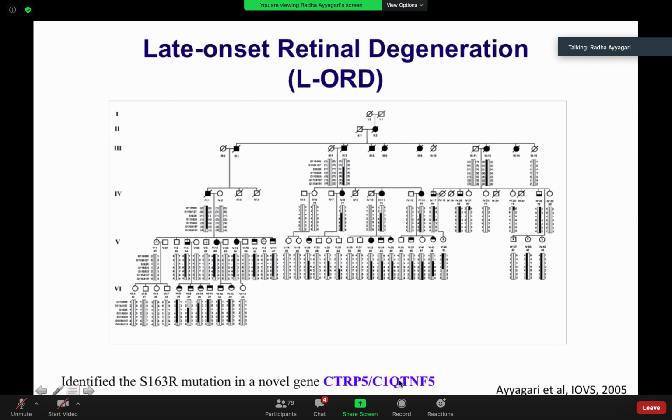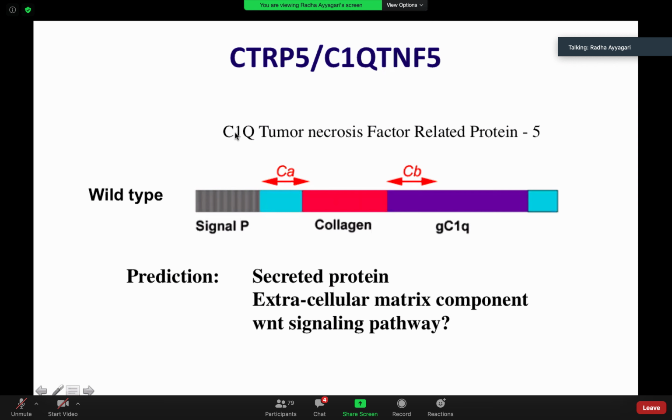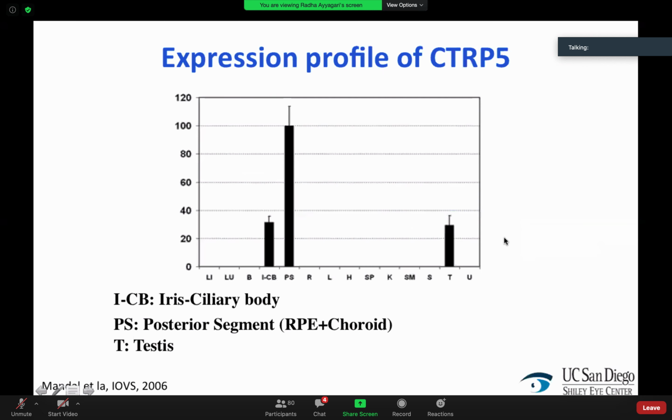gene CTRP5, or C1q TNF5, segregating with the disease, and this gene was novel at that time. This is C1q tumor necrosis factor related protein 5, and I will be referring to it as CTRP5, although the official name is C1q TNF5, which is a mouthful. It has a signal peptide, a collagen binding domain, and a globular C1q domain. It's a secreted protein present in the extracellular matrix, but the role of this protein in RPE is not known.